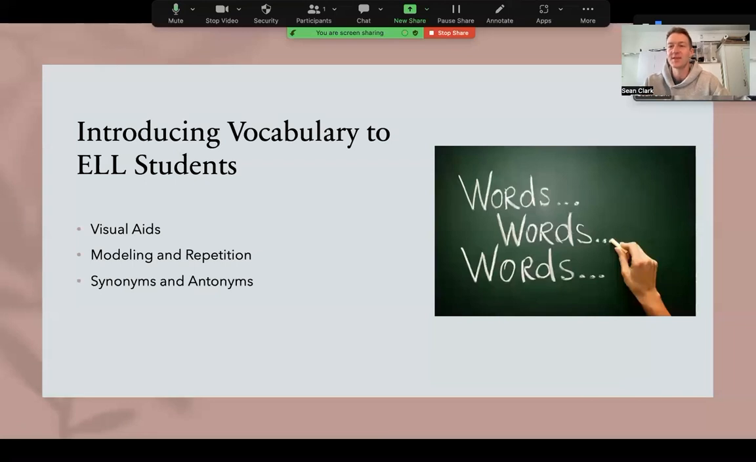I would say also modeling and repetition. This is just giving the students the opportunity to use this new vocabulary on their own, speak it one, two, three, multiple times until it becomes easy for them, and doing this in groups is also very useful. Another thing that I found very helpful is teaching opposites, so synonyms and antonyms. I found this to be especially helpful for teaching adjectives. That's just from my own experience.